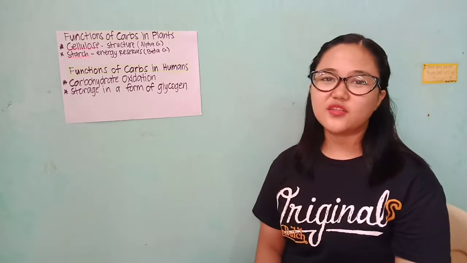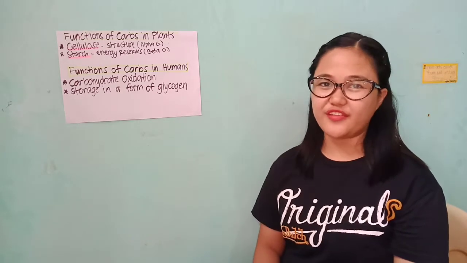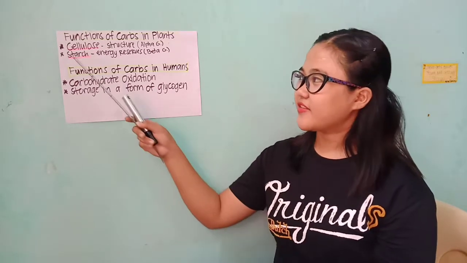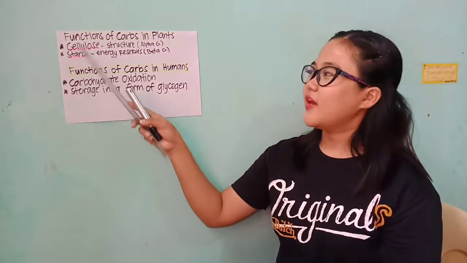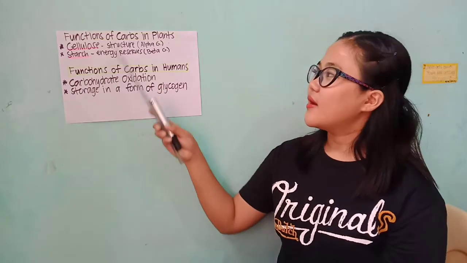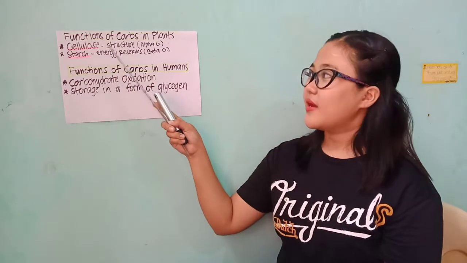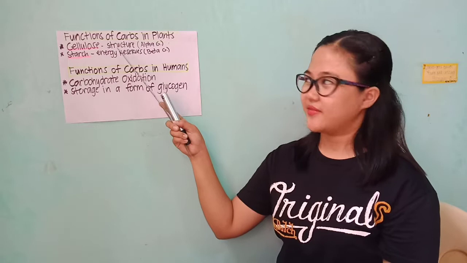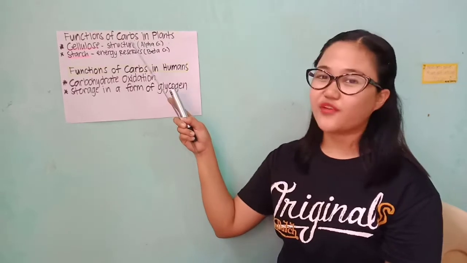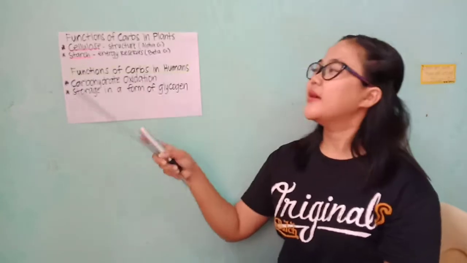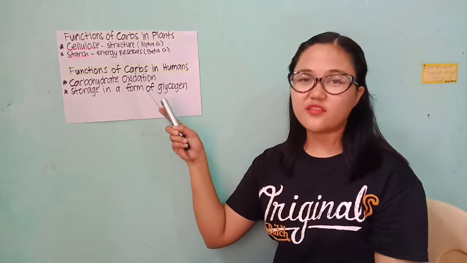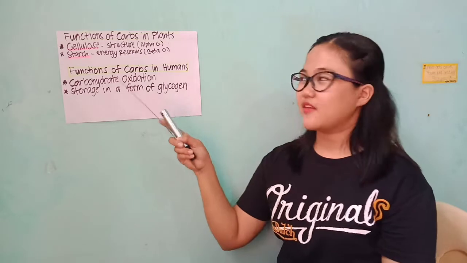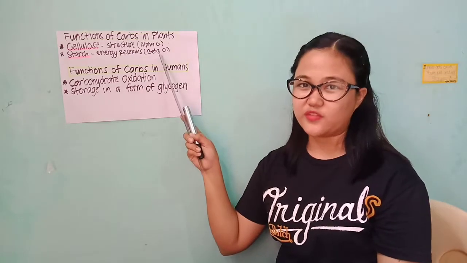Plants have two main uses of the carbohydrates they produce. First is in the form of cellulose, second is in the form of starch. In the form of cellulose, they serve as structural elements, and it is made from alpha glucose. In the form of starch, it provides energy reserves for the plants, and it is made up of beta glucose.